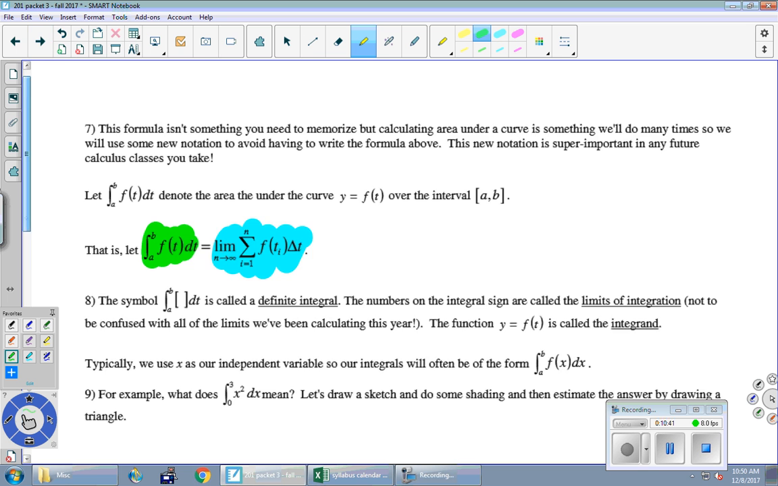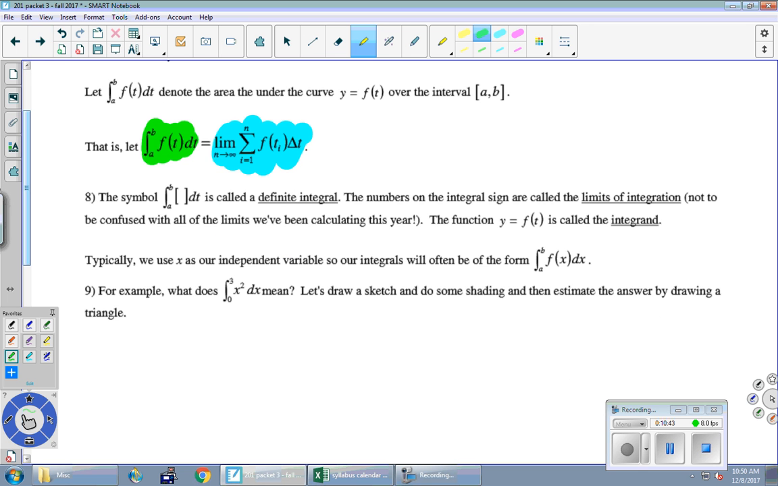Okay, so some vocabulary here. That symbol is called a definite integral. The numbers on the integral sign are called the limits of integration. That's the a and the b. They'll be numbers, not to be confused with all of the limits we've been calculating this year, including that limit there as n goes to infinity. It's an unfortunate choice of word. Anyway, those are the limits of integration.